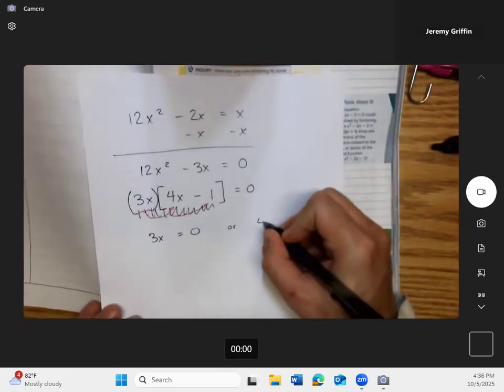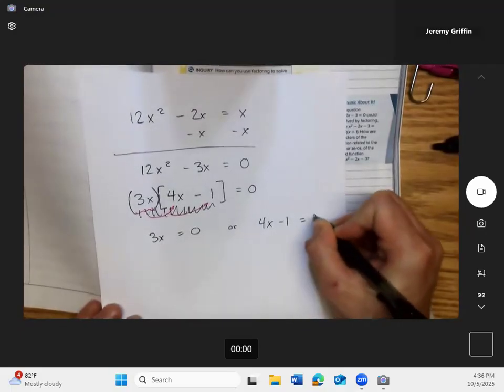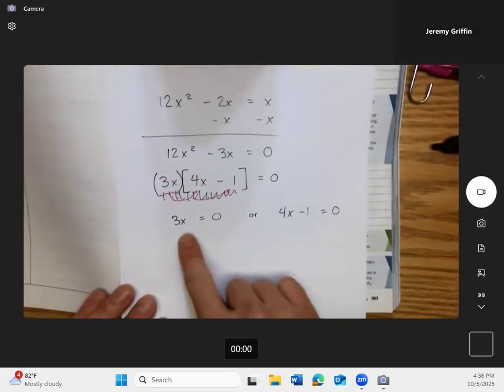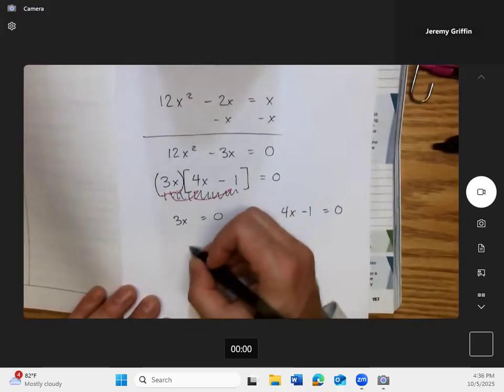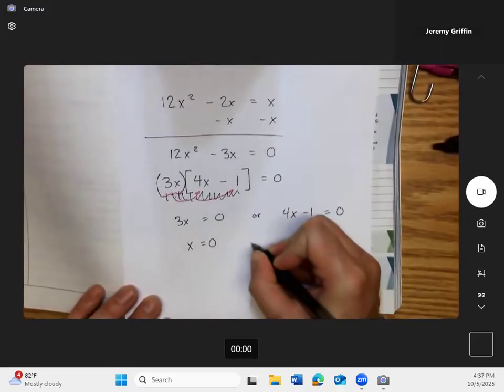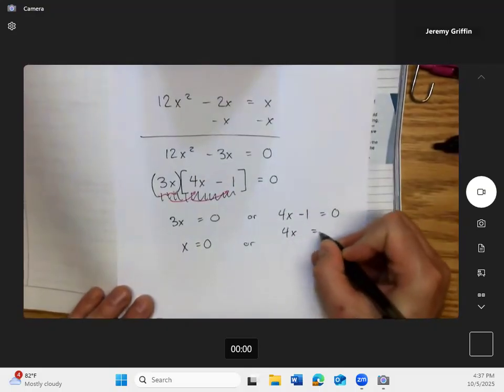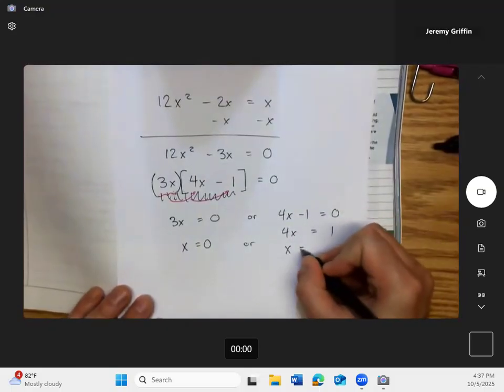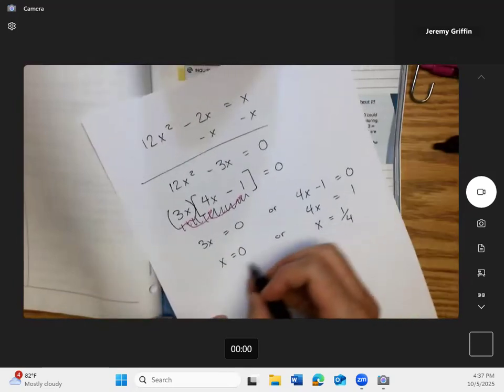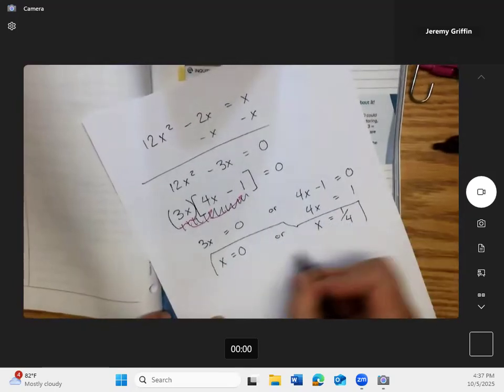Or 4x minus 1 could be zero, or they'll both lead to the solution. In this case, x could just be zero. Divide both sides by 3, x equals 0. Right? Or, let's see, add 1. So 4x equals 1, divide by 4, x is 1 over 4. Okay? So both of these would be solutions.